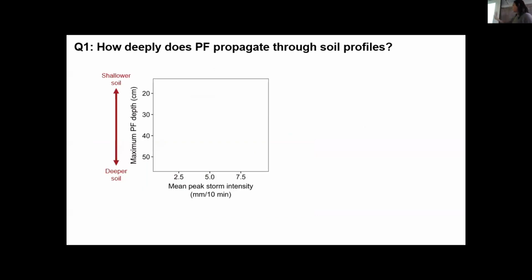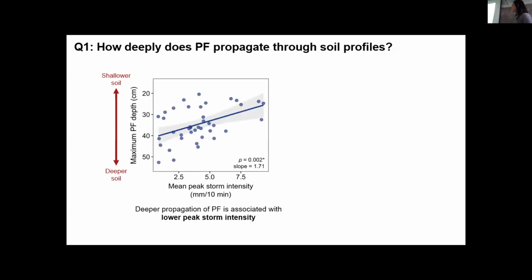This plot shows mean peak storm intensity on the x-axis, and on the y-axis we have that maximum preferential flow depth. You have to get your mind oriented: the top is shallower soil, and you go deeper into the soil as you move down the y-axis. What we see is that when you increase storm intensity, you're actually shallowing that deepest depth of preferential flow propagation. The deepest values that we have are actually at the lowest values of mean peak storm intensity.